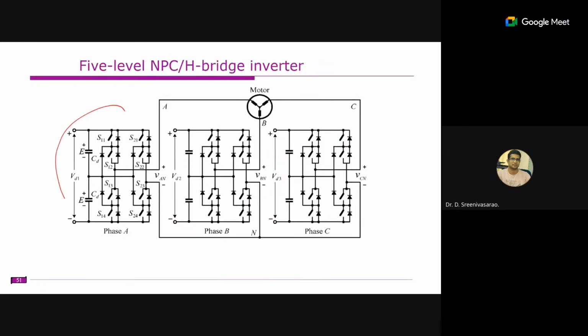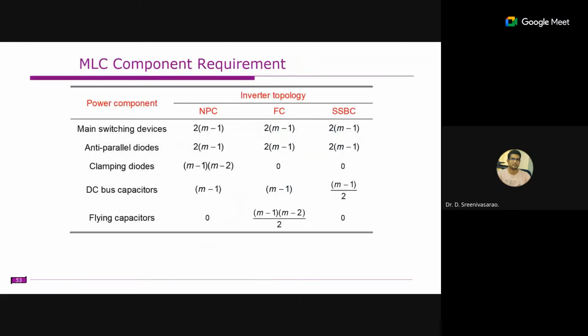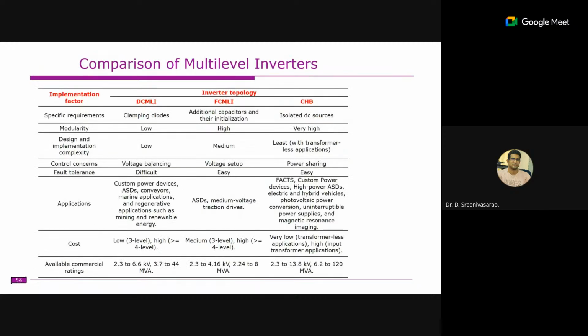So this one is the hybridization. That means the cascade H-bridge. Inside that we have diode clamp inverters, but it looks like a cascade H-bridge. These are some hybridization techniques. Okay, this is the summary here. This cascade H-bridge is especially suitable for applications like hybrid electric vehicles, photovoltaic power cells, uninterruptible power supplies, magnetic resonance imaging. Likewise, these are all the applications here. Now this is self-explanatory. Okay.